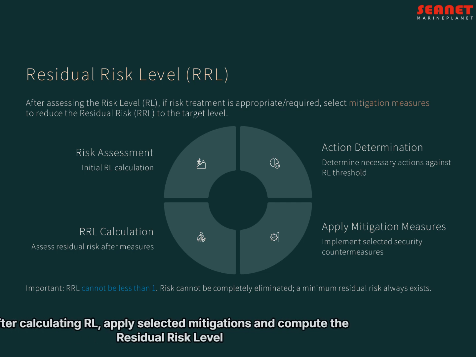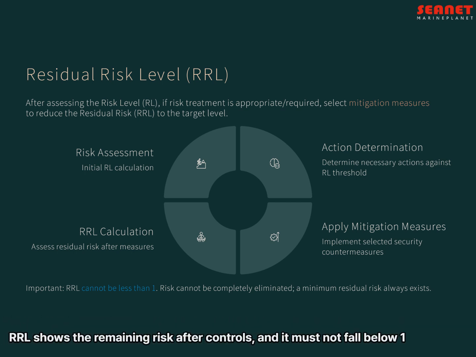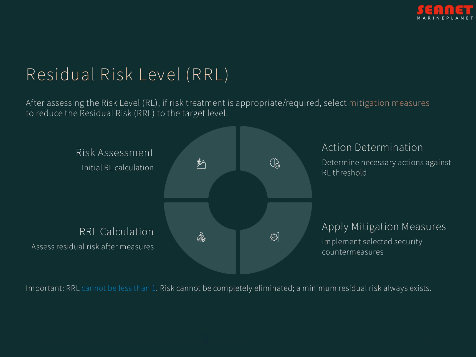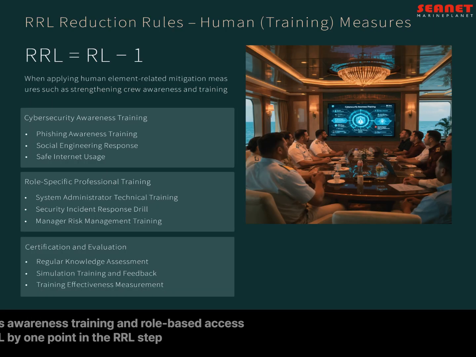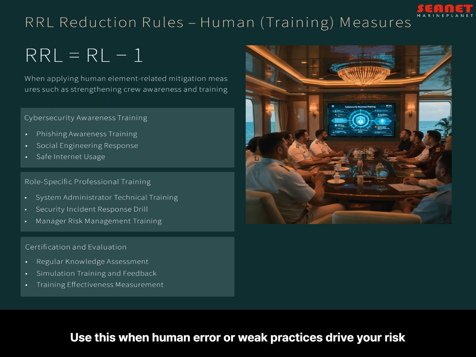After calculating RL, apply selected mitigations and compute the residual risk level. RRL shows the remaining risk after controls, and it must not fall below 1. Iterate until the band meets your SMS policy. Human-related measures such as awareness training and role-based access typically reduce RL by 1 point in the RRL step. Use this when human error or weak practices drive your risk.